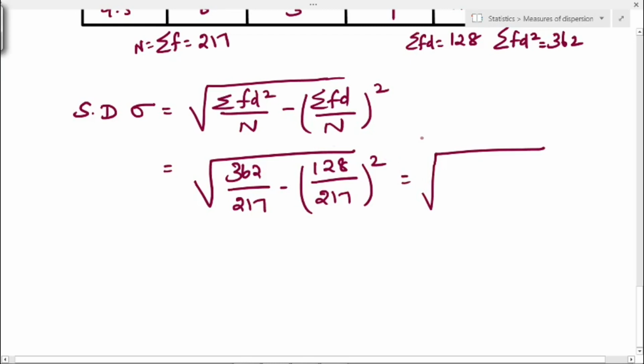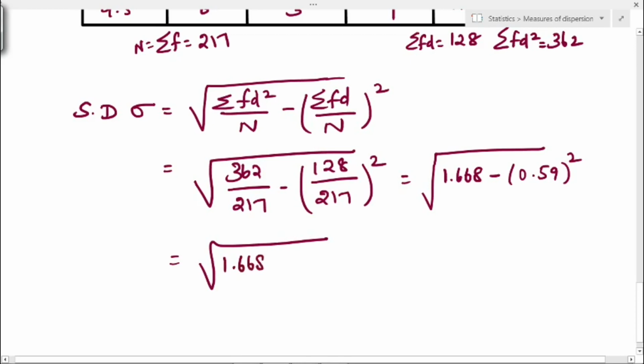So 362 divided by 217, that is 1.668, minus, and this value 128 divided by 217, 0.59 the whole square. So that is square root of 1.668 minus, so 0.59 square value is 0.348. So subtract and take the square root, so you will get 1.149. So this is the standard deviation value, that is 1.149.